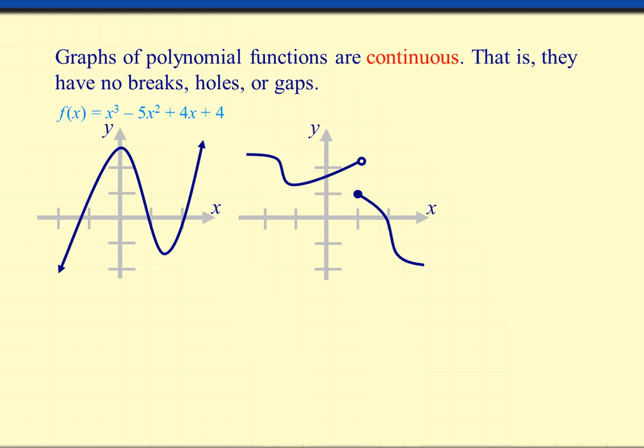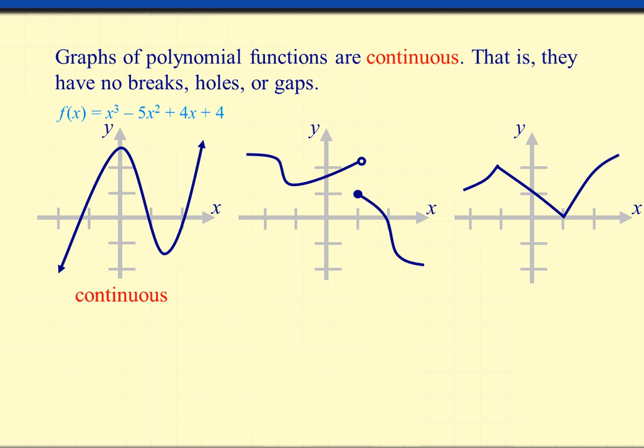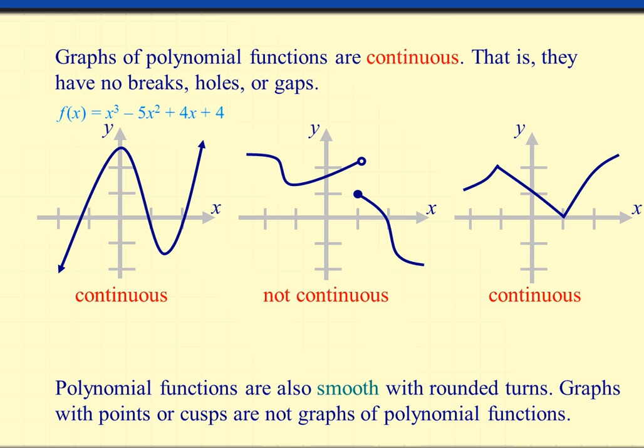Now here's another example of a function which we don't have defined, but there's clearly a break. The pieces don't fit together. This is not continuous, so it can't be the graph of a polynomial. And here we have another function. It looks a little different, but it is continuous. Well, in fact, let's go through this. The first graph is that of a continuous function. The second graph, because there's a break in it or there are holes in it, is not continuous. And the third graph, there are no breaks or holes, so it is also continuous.